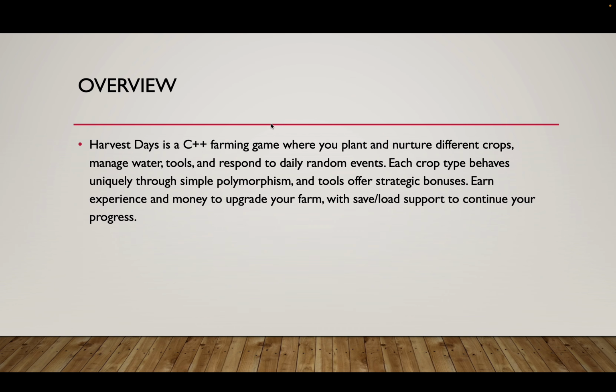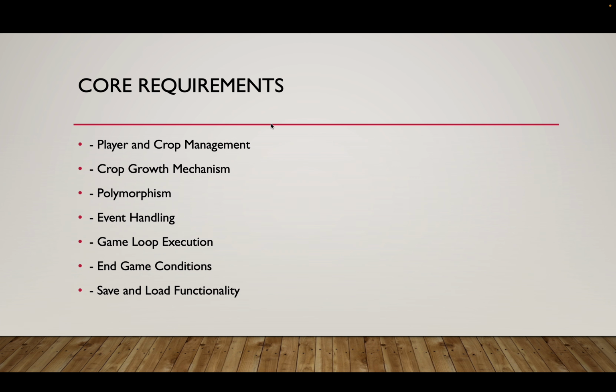Here's the overview. Harvest Days is a C++ farming game where you plant and nurture different crops, manage water, tools, and respond to daily random events. Each crop type behaves uniquely through simple polymorphism, and tools offer strategic bonuses. Earn experience and money to upgrade your farm, with save/load support to continue your progress. These are the core requirements: player and crop management, crop growth mechanism, polymorphism, event handling, game loop execution, end game conditions, and save and load functionality.